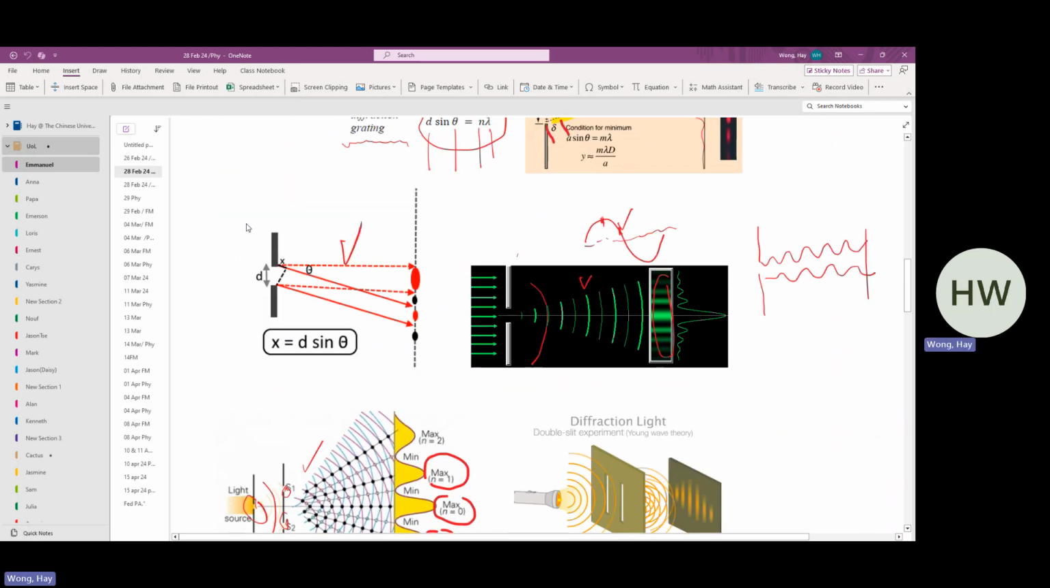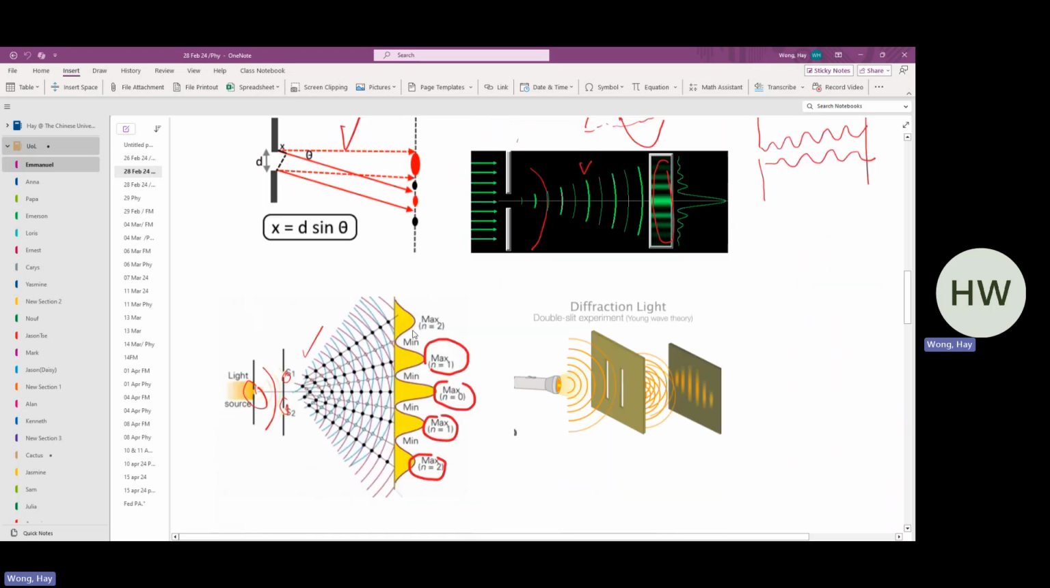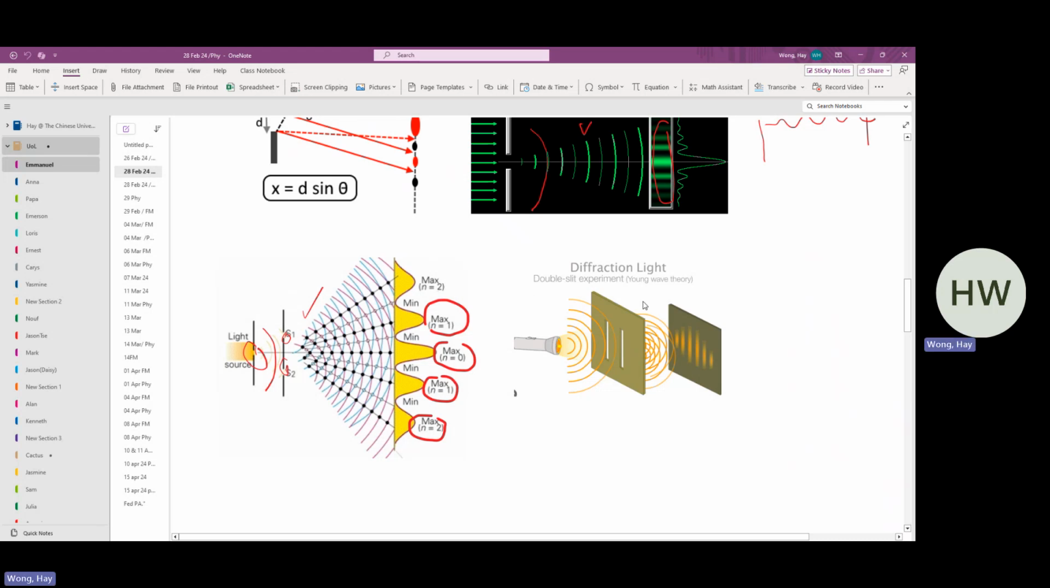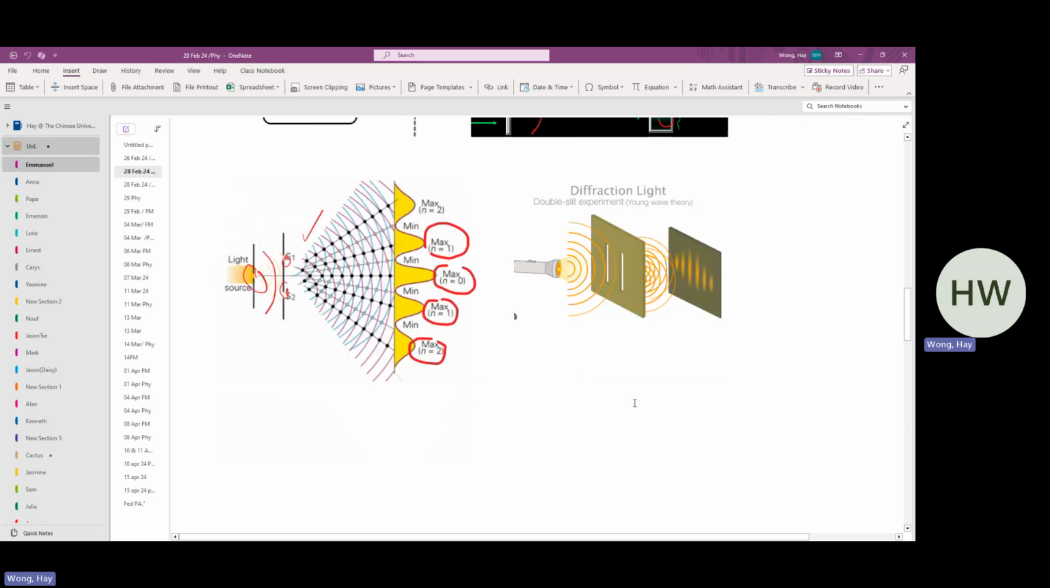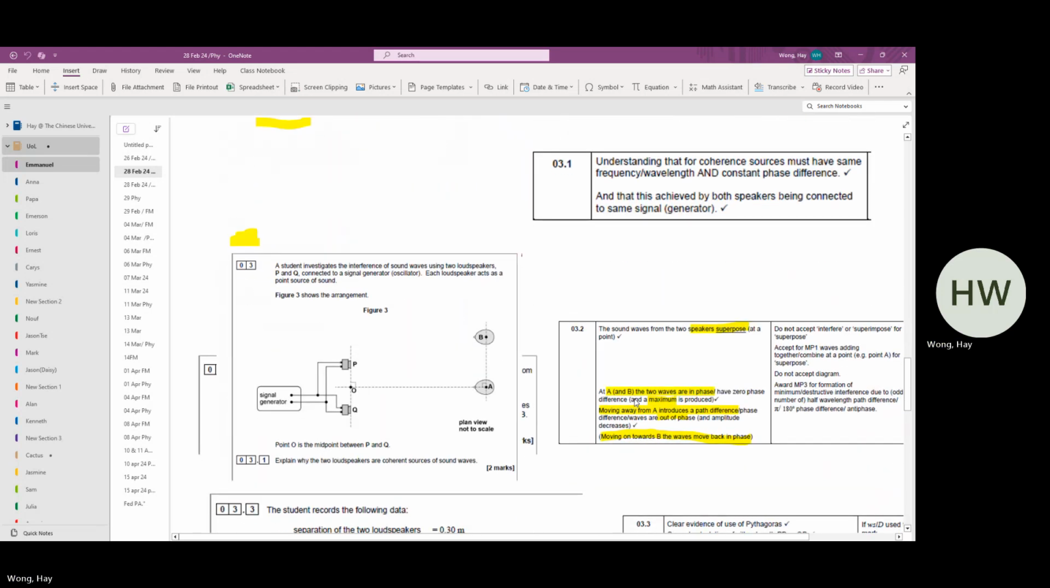This is a very important diagram linking x and d and sine theta, which is the angle of the travel. You also have to understand that you have different maxima, in the center and then moving sideways due to diffraction. So these are typical questions regarding this setup.